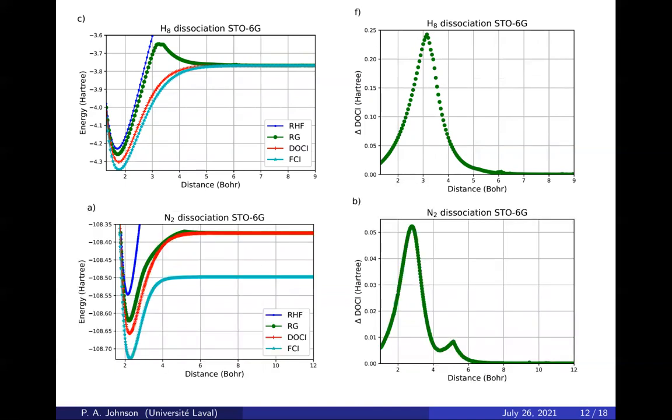So we also looked at nitrogen. At the minimum, it's close to DOCI. At dissociation, it's exactly DOCI. In the middle, it's not so bad, but DOCI itself is not great. So the point is that we can get DOCI in a basis of RG states if we work, and it's not even a big expansion.